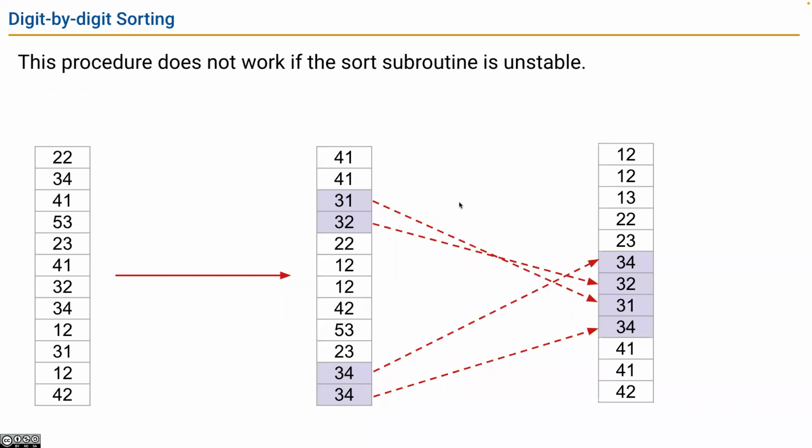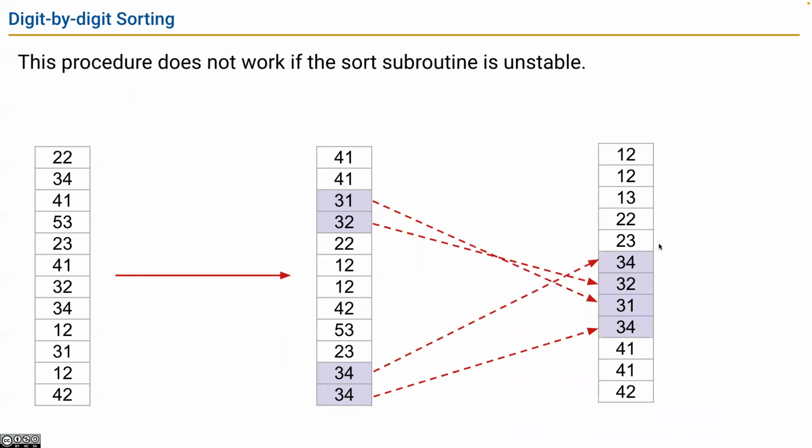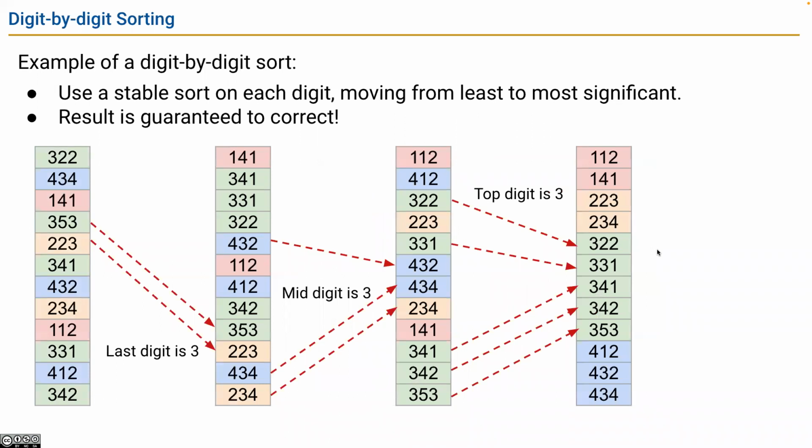Now I'll note that this procedure doesn't work if the sort subroutine is unstable. Suppose I use heap sort or something. These could end up going past each other. Okay, so as long as that second step uses a stable sort, we're in good shape. And you could generalize this to 3-digit or n-digit numbers or k-digit numbers or whatever.